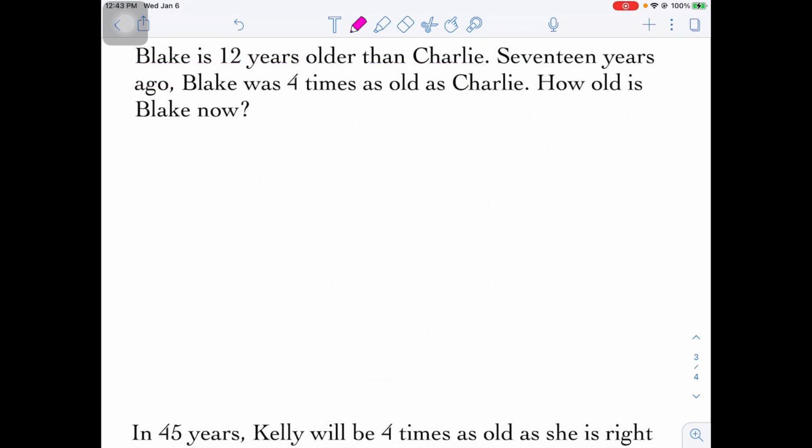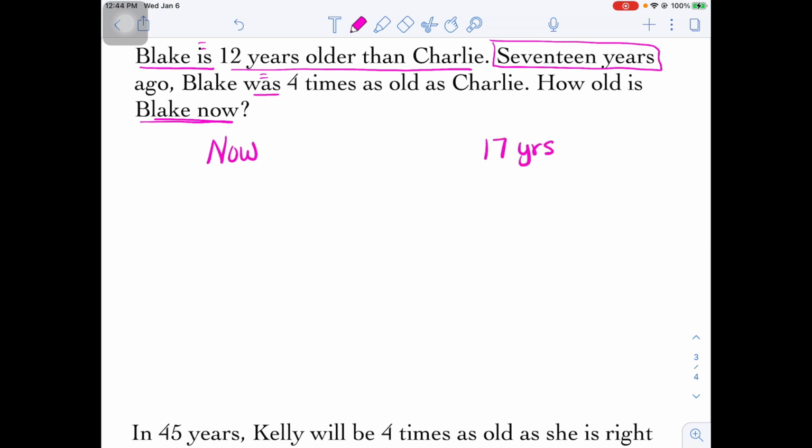So we know Blake is 12 years older than Charlie. So I think about that as an equal sign: Blake is 12 years older than Charlie. There's important information there. 17 years ago, we're talking about some time ago, Blake was, so this is the same thing as being an equal, 4 times as old as Charlie. How old is Blake now? So when we're thinking about what the question's asking us, how old is Blake now, that's what we're going to use for our variable. So we're then going to have a now and 17 years ago on our little table.